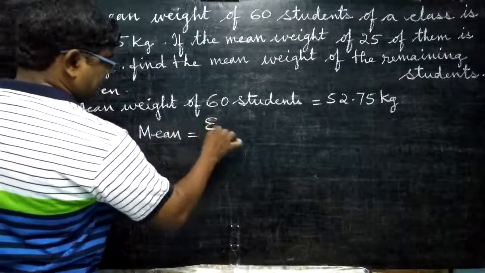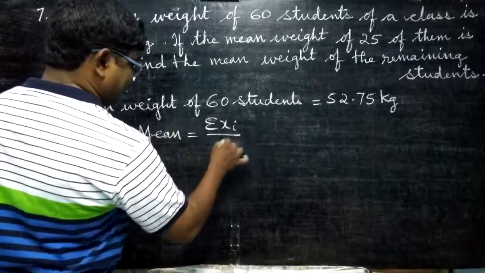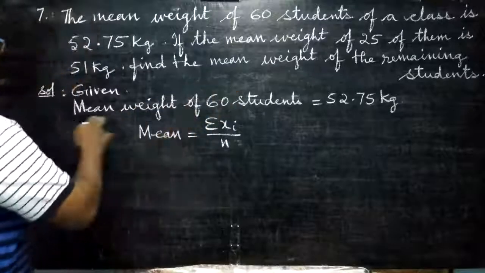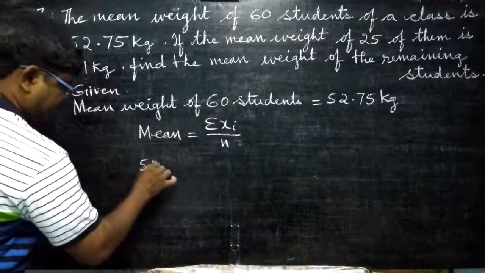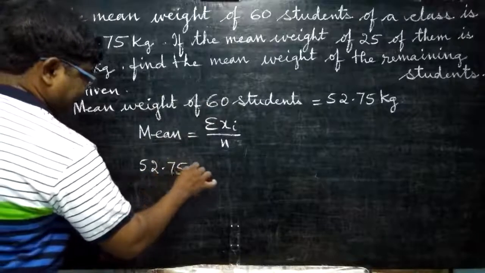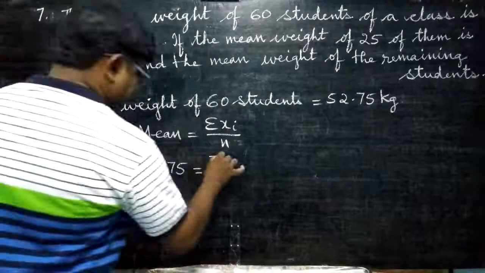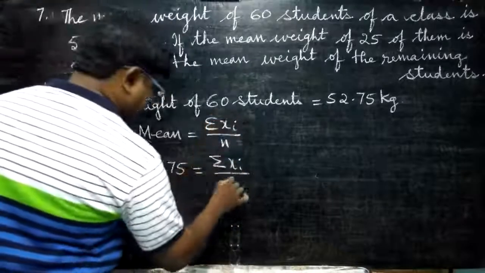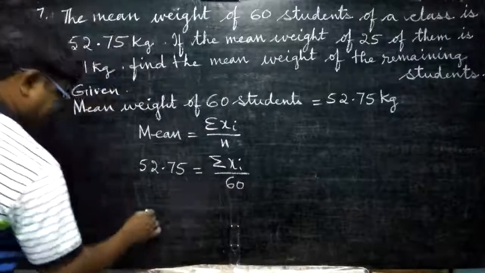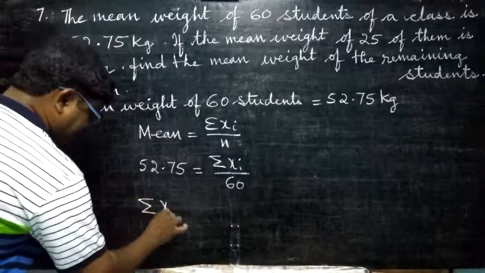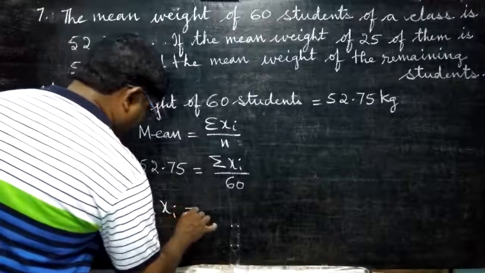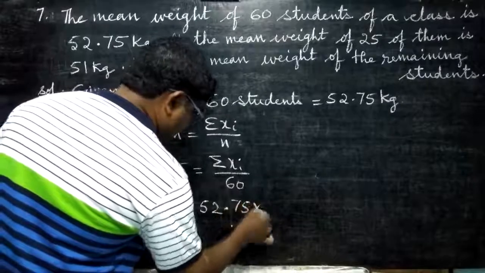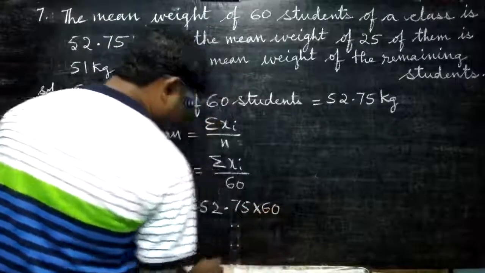We know the formula for mean. Mean is equal to sigma xi by n. They have given the mean, so 52.75 is equal to sigma xi, which we don't know, divided by the number of students, which is 60. Cross multiply: sigma xi is equal to 52.75 into 60.